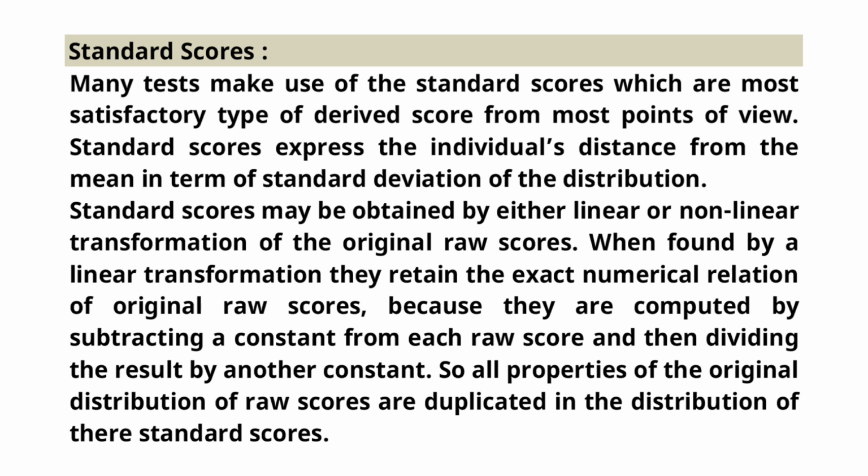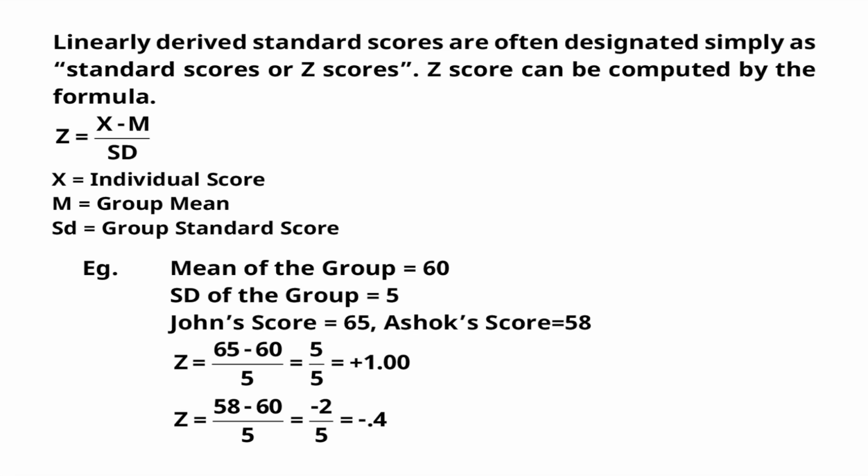Standard scores may be obtained by either linear or non-linear transformation of the original raw scores. When found by a linear transformation, they retain the exact numerical relation of the original raw score, because they are computed by subtracting a constant from each raw score and then dividing the result by another constant. So, all properties of the original distribution of raw scores are duplicated in the distribution of these standard scores. Now, linearly derived standard scores are often designated as standard scores denoted by the symbol Z. Z is used to denote standard score.